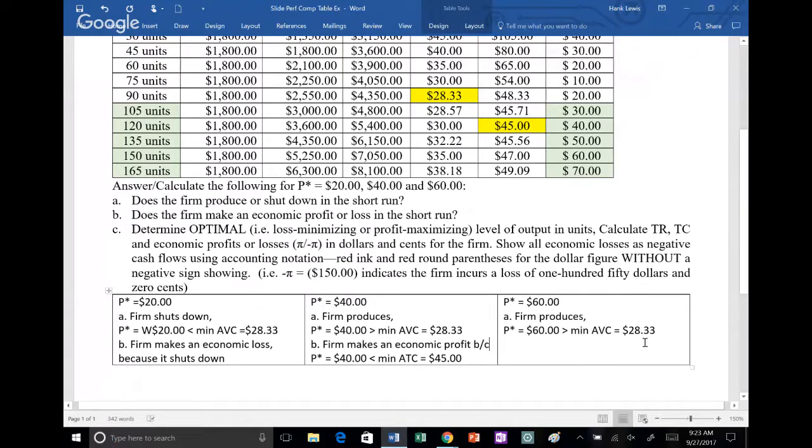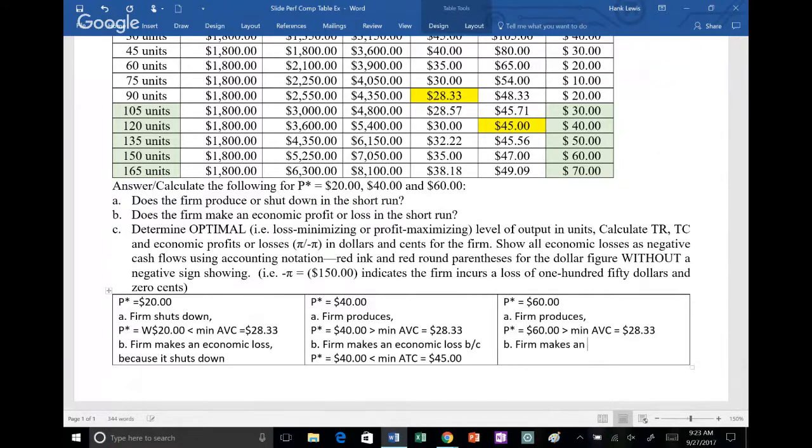All right. Now, let's talk about $60. $60 is bigger than 28.33, and it's bigger than 45. This means this business is going to be making more money per unit than its lowest average total cost. That means an economic profit is possible. And you guys didn't correct me. Shame on you. That should be economic loss. I said loss. I typed profit. My apologies. I hope you guys have watched this far.